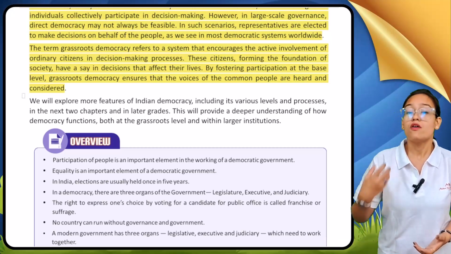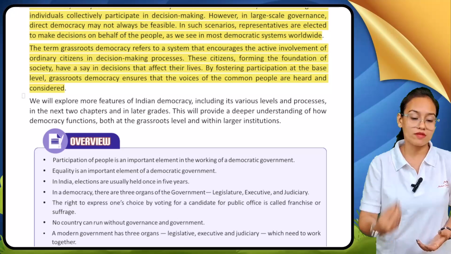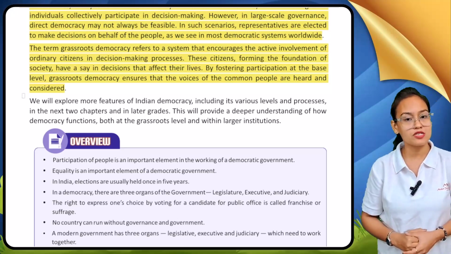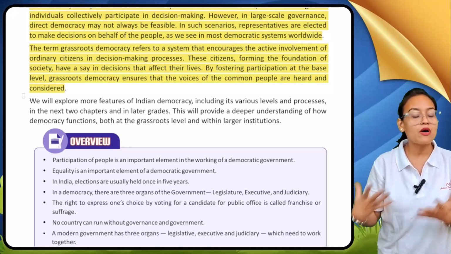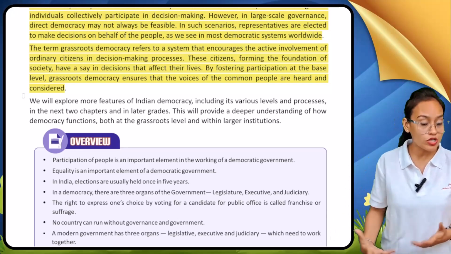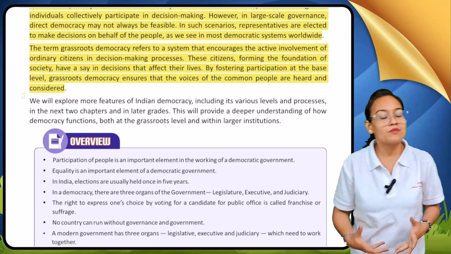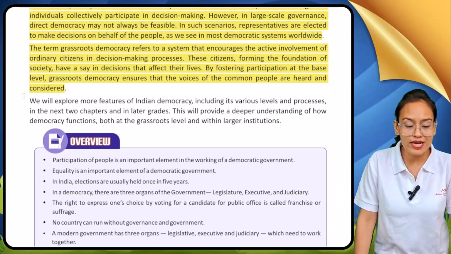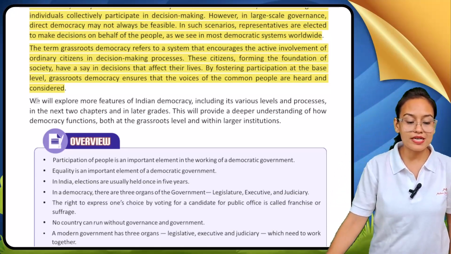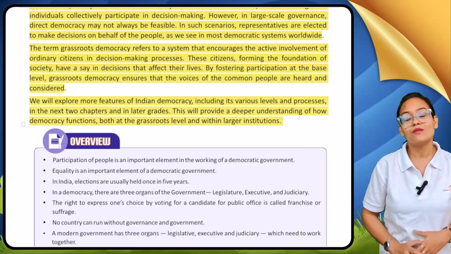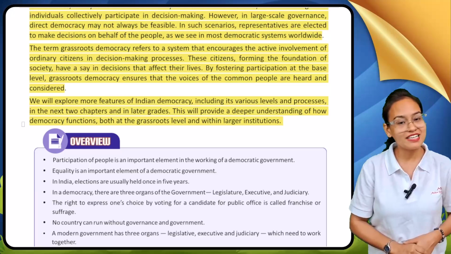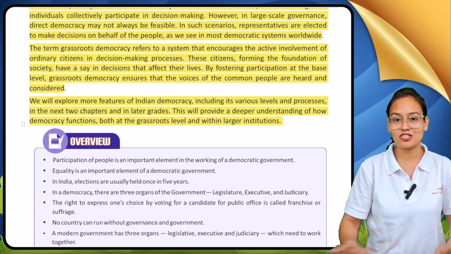Democracy means we ordinary people are also involved in the democratic process. It includes all the citizens of India, who form the foundation of the society by the decisions they take. We will explore this now in the upcoming chapters, my dear student. You are going to explore more features of Indian democracy. In this chapter, this is all.